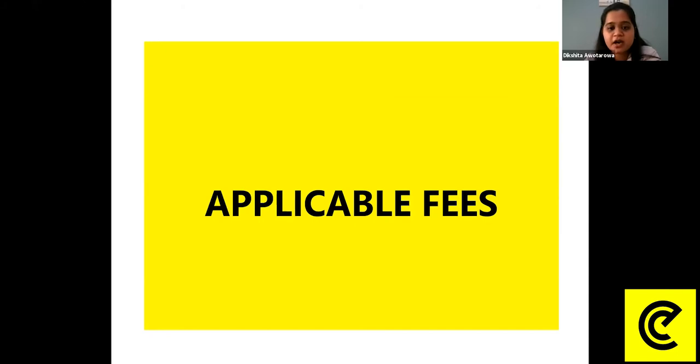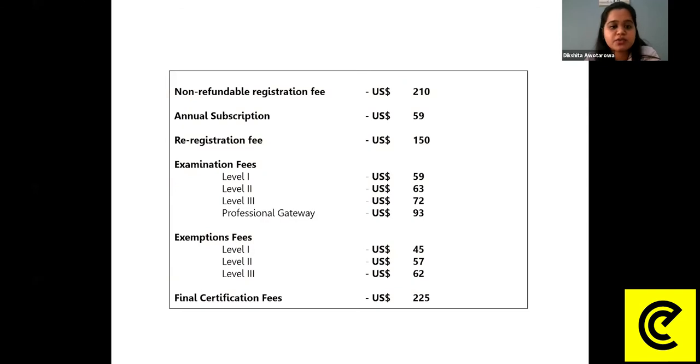So, of course, we do have application fees and other applicable fees. So I'll briefly go through this. We have a non-refundable registration fee, which is a one-time, one-off. So it's $210. The Institute is currently running a promotion, which gives 60% off on this fee, making it $84, sorry. We also have a $59 annual subscription fee. In case you default on your annual subscription fee, your account will be suspended and you will have a re-registration fee of $150 to bear.